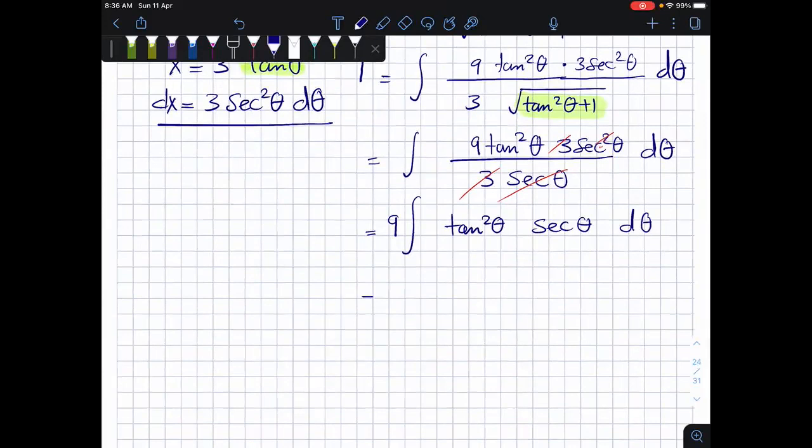Okay, next step is to what? Think how to solve this question. We know that if we let u as sec, the derivative will be sec tan. It's not correct. But we can think of what, guys, here? Of again the identity. We know that tan squared theta plus 1 is equal to sec squared theta, okay? So we have now tan squared theta is equal to sec squared theta minus 1.